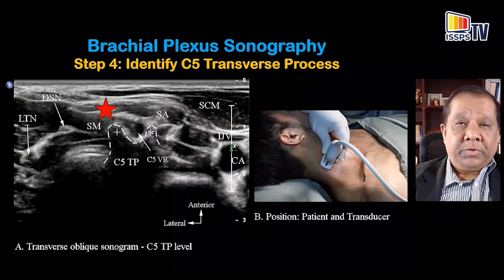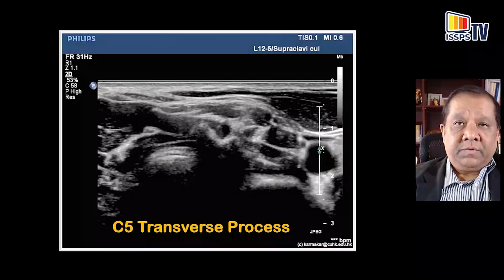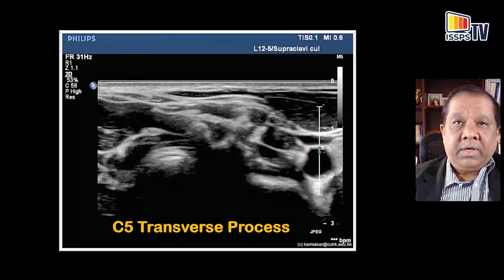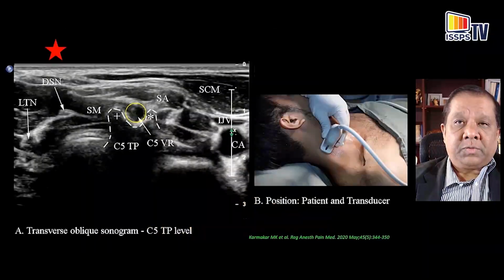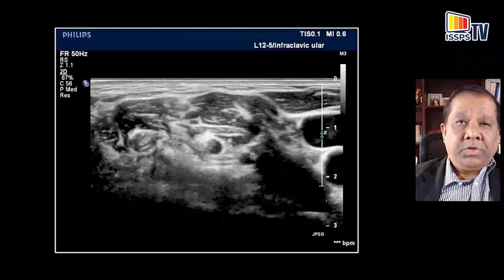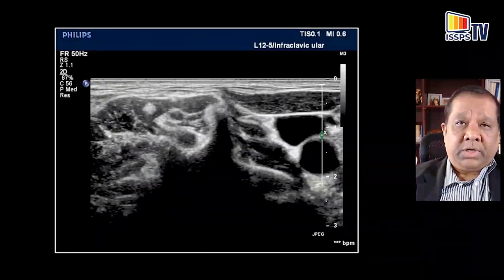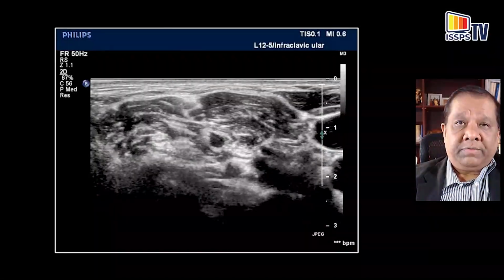The C5 ventral ramus is a much smaller nerve, and as it emerges from the intervertebral foramina, it can be clearly identified between the two tubercles. As you can see in this video loop, it's just emerging from the intervertebral foramina, and it lies between the anterior and the posterior tubercles of the C5 transverse process, a much smaller nerve. Once you've identified the C7, if you sweep the transducer cephalad, you can see the C6, very prominent anterior tubercle, and a much smaller C5.